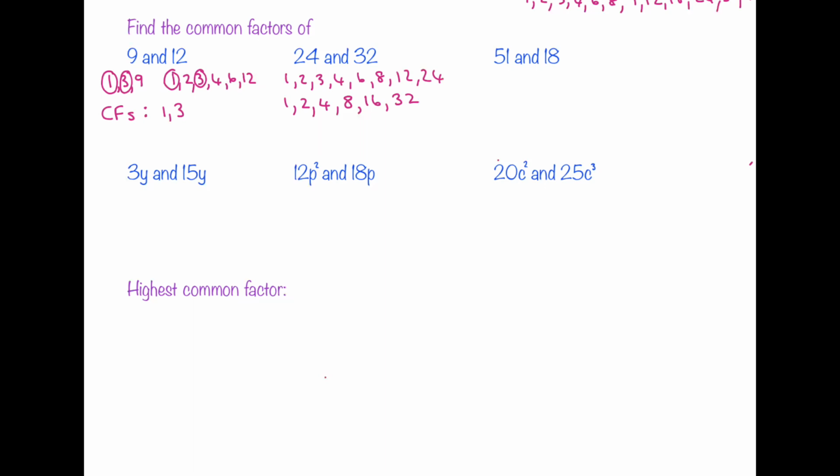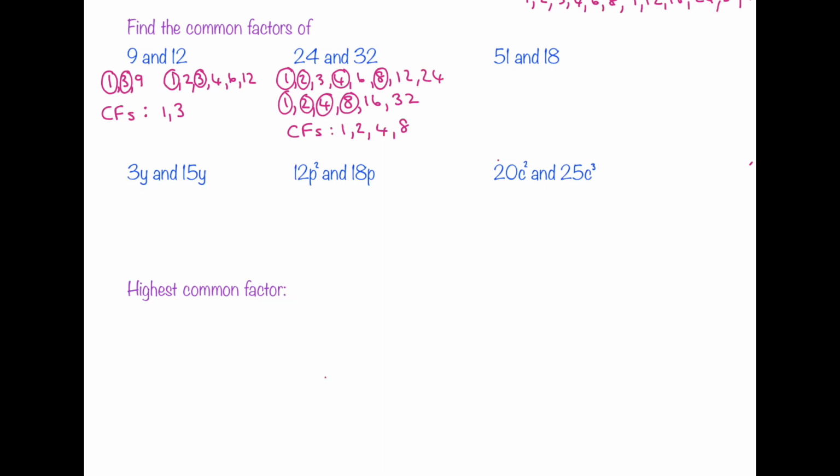If we look at the numbers that are in both lists, we've got 1, 2, not 3, 4's in both, 6 isn't, 8 is, and 12, 24, 16, 32, they're not in both. Okay, so the common factors of 24 and 32 are 1, 2, 4 and 8.